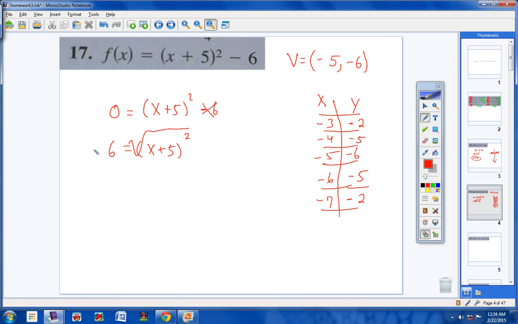But if you take the square root of one side, you must take the square root of the other side. So we get plus minus square root of 6. And when you square root a group that's squared, you just get what's on the inside, x plus 5. Okay, now bring the 5 over and make it a negative 5.